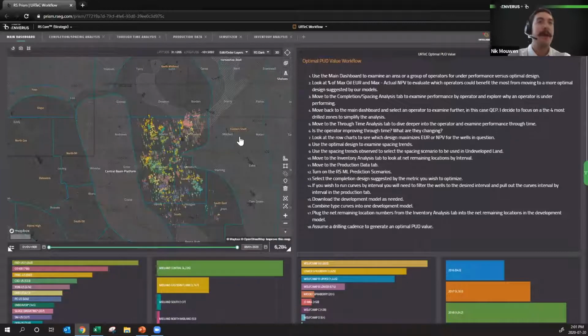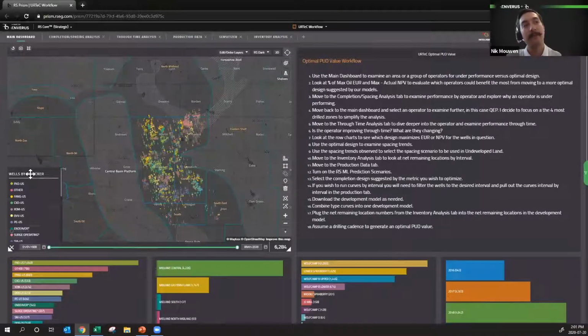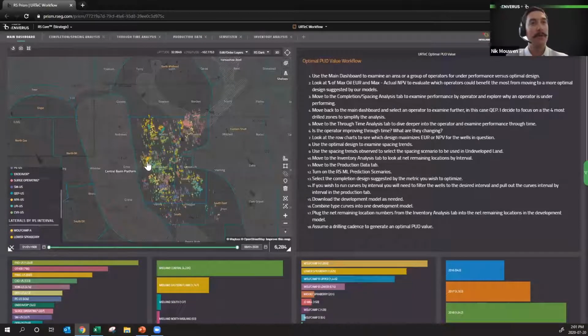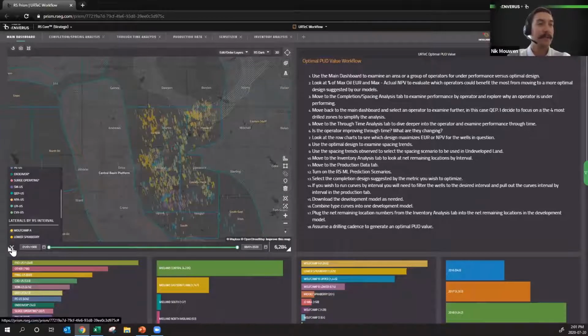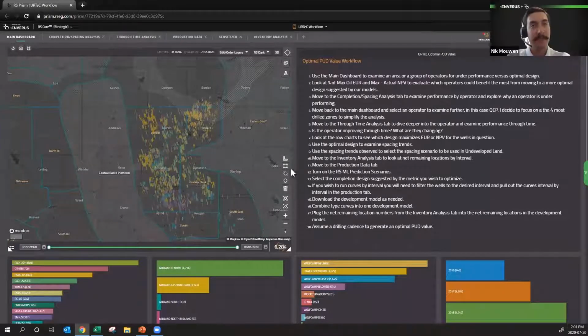Now you can see we have the map of the Midland here. We have the wells on there. Right now it's pretty busy. We have a lot of wells and a lot of laterals on there, but we have the wells colored by ticker and the laterals colored by interval. We'll come back and take a look at that once we go through and start filtering down some of the well sets. But that's just what we have set up there for now.